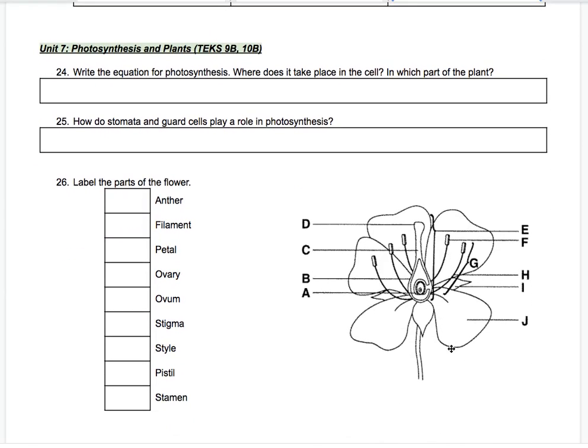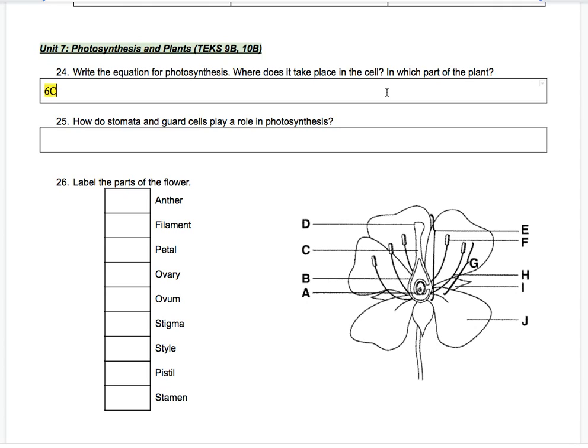Now we're on Unit 7 with plants and photosynthesis. Number 24 asks us to write an equation for photosynthesis. And that equation is carbon dioxide plus water plus light energy equals sugar, which is glucose, and oxygen. So I'm going to write out the letters and numbers.